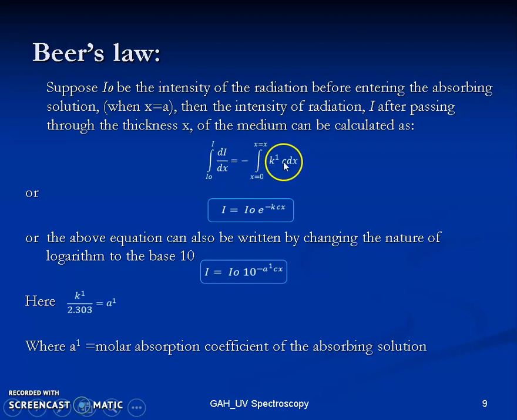We have added one more term compared to Lambert's law, which is the concentration term here. I am not going into great detail; I am just considering Lambert's law and directly arriving at this equation, that is I is equal to I naught e to the power minus k c x. Previously it was kx in Lambert's law, now it is kcx. The equation can also be rewritten by changing the logarithm to base 10, that is I is equal to I naught 10 to the power minus a x in Lambert's law.